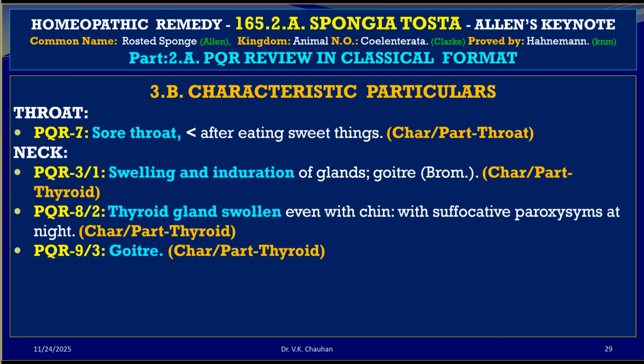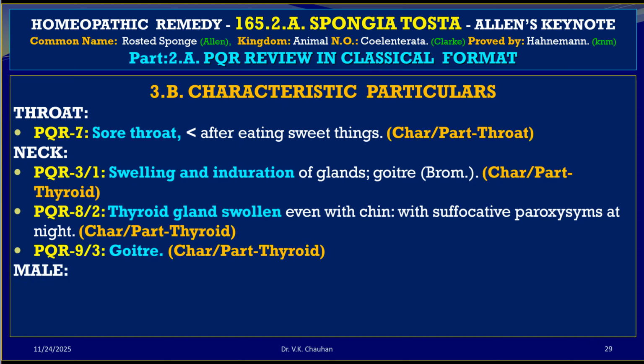Thyroid gland swollen so much that it has reached the chin. And third is goiter. So an author who is very sensitive in picking up symptoms, not taking up so voluminous a number of words, has given us three important symptoms for one particular organ, one particular gland. This is the most important area we have to keep in mind.